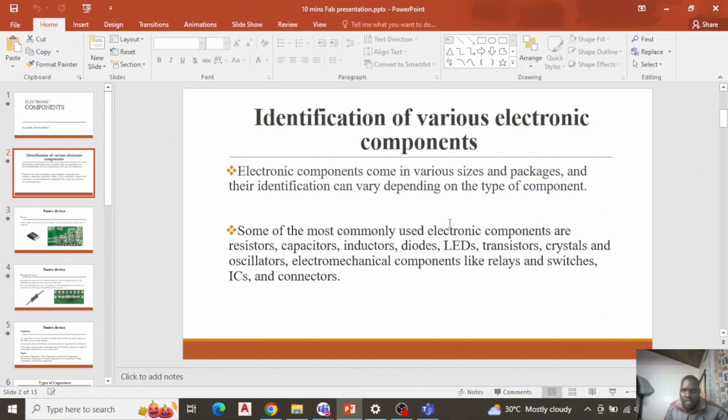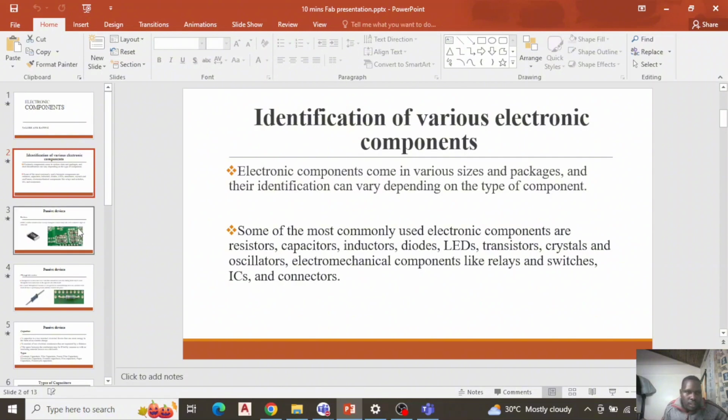Okay, so we will start with the identification of various electronic components. We all know that electronic components come in various sizes and packages, and their identification can vary depending on the type of component. We have various electronic components such as resistors, capacitors, inductors, LEDs, diodes, ICs, and so many. So how can you identify them in terms of sizes, in terms of their values, and in terms of their rating as well?